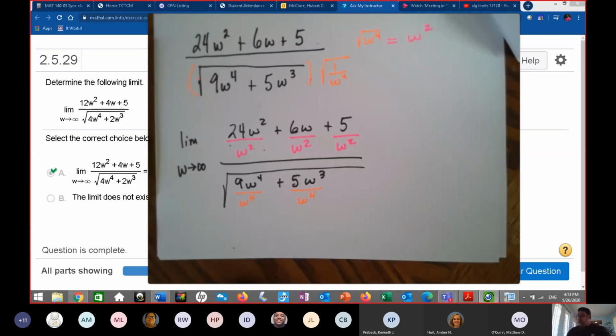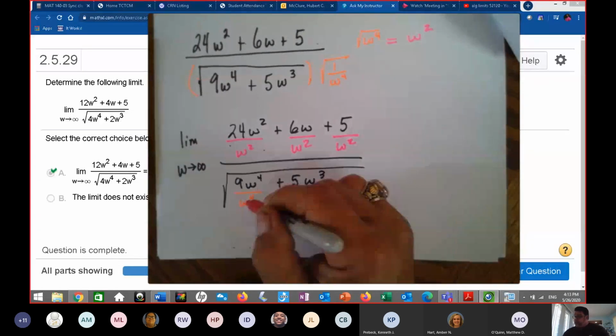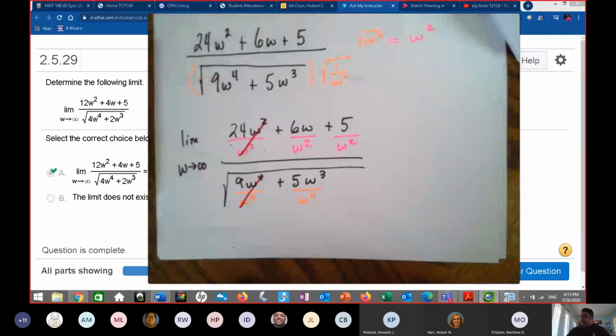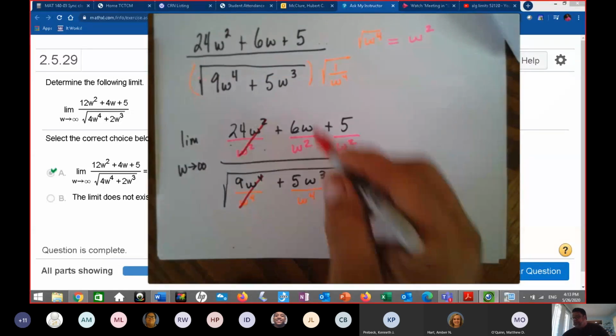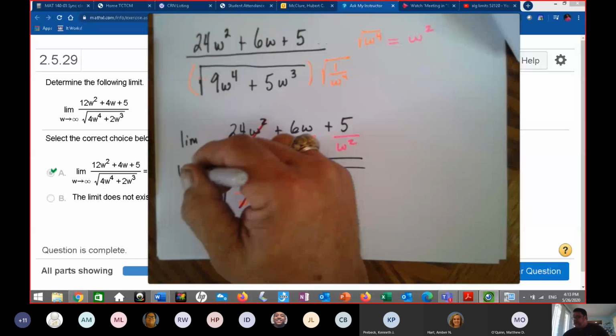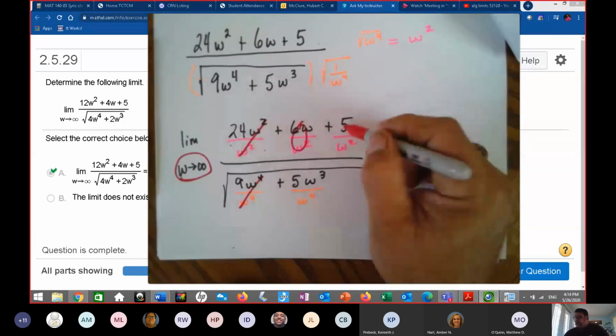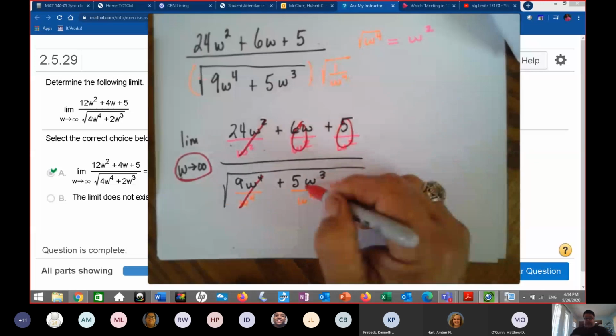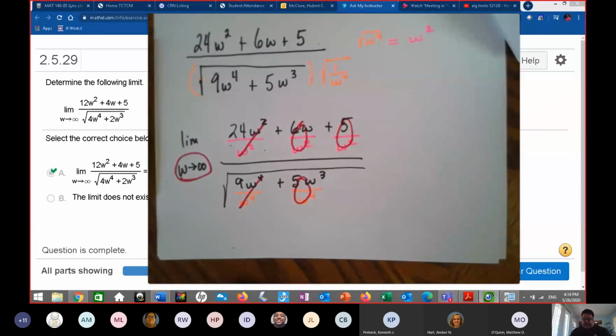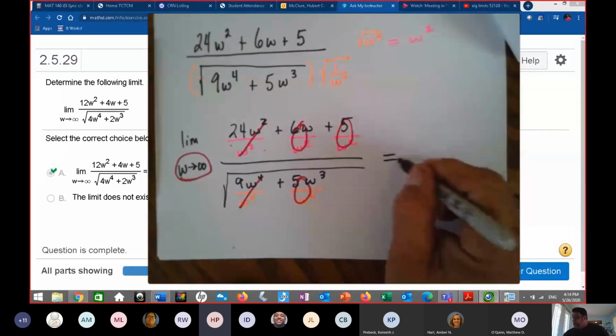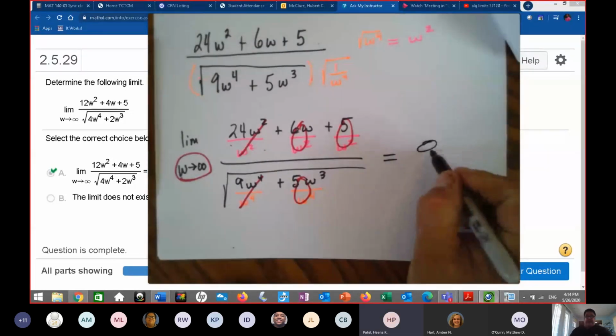Now I'm going to take my red marker. I'm going to take those two out. And technically, what do these go to with the limit, with this right here? What do these go to? This goes to 0, that goes to 0, that goes to 0. And what's 24 divided by 3? 8. And you feel good about yourself.